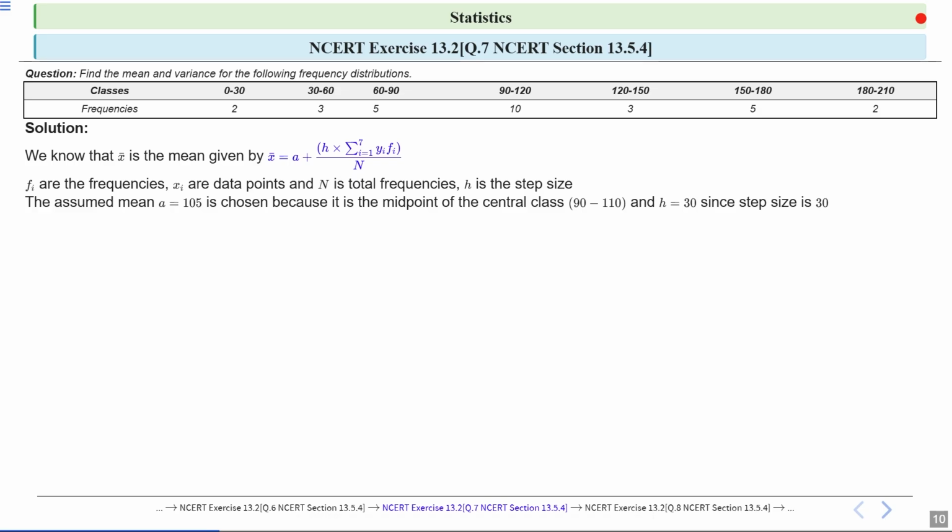For this question, we will choose assumed mean A as 105. Why? Because it is the midpoint of the central class interval 90 to 120, and the step size h is 30, since each class interval increases by 30. And choosing a central assumed mean makes our calculations easier and helps reduce errors when working with deviations.